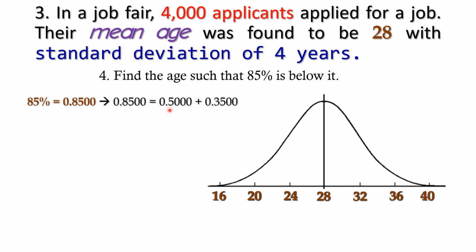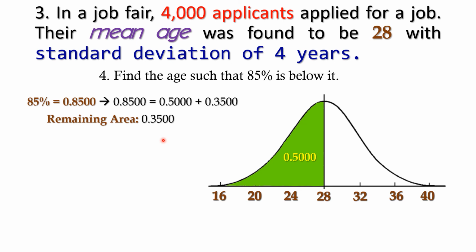And we all know that 0.5000 is the area which is equal to half of the curve. So where is it located? Since we have the keyword below, then the 0.5000 must be on the left side. Then we have to shade this portion. And all we need to do is to locate the z-score corresponding to the remaining area, which is equal to 0.3500.